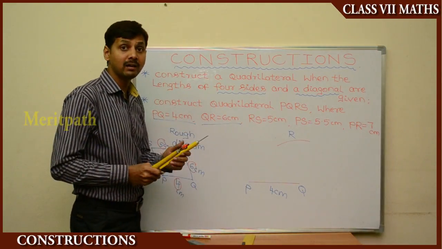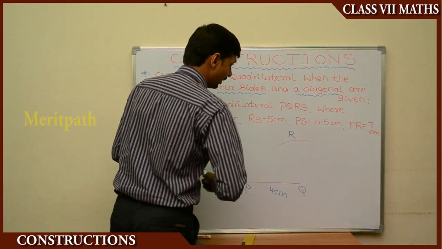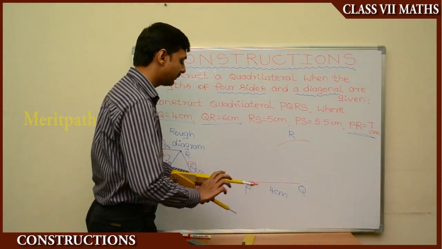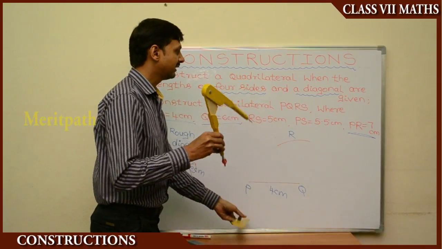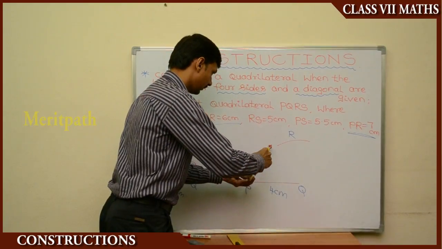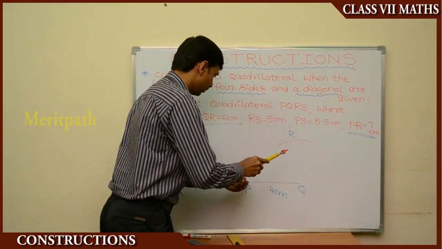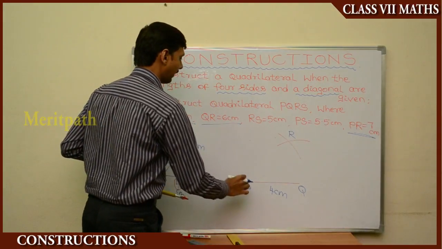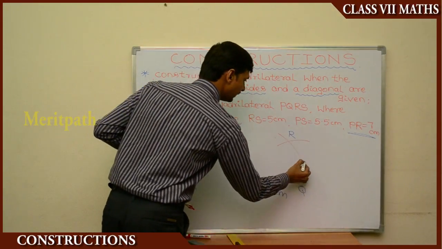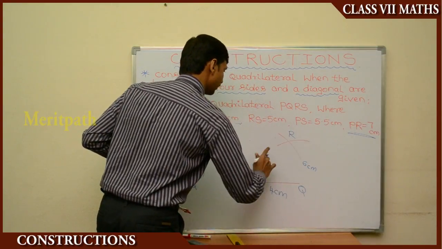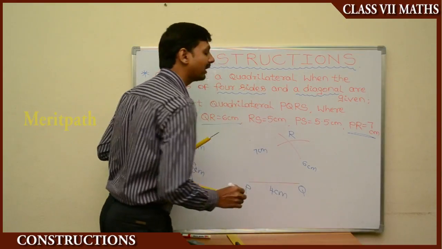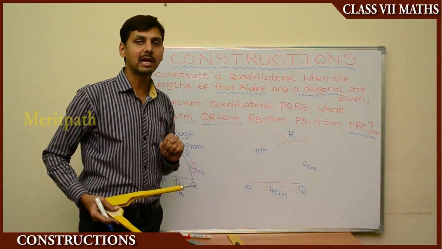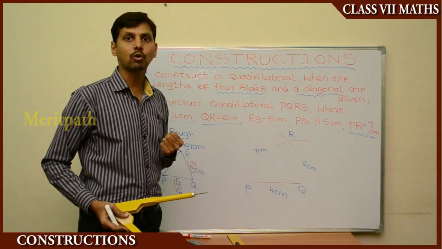PR is 7 centimeters, the diagonal. Let's take 7 centimeters on the compass and, from P, make an arc. PQ is 4 centimeters, QR is 6 centimeters, which we have drawn, and PR is 7 centimeters. Now we have a triangle with sides PQ, QR and PR.